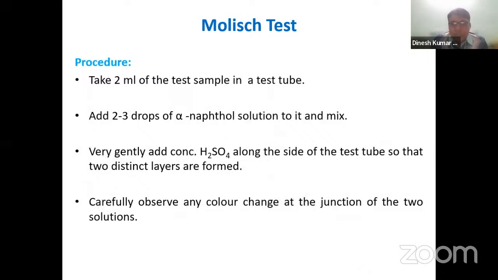How to do this test? The procedure is: take 2 ml of test sample in a test tube, add 2 to 3 drops of alpha naphthol solution to it and mix. Then very gently add concentrated H2SO4 along the side of the test tube so that two distinct layers are formed. When you are adding H2SO4, tilt the test tube at an angle like 45 or 60 degrees, and add the H2SO4 drop by drop so that it goes slowly into the tube, and then it forms two distinct layers. Then the reaction will occur, and observe the color at the junction of the two solutions.